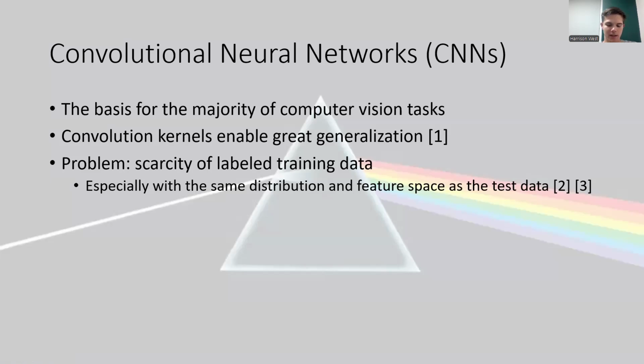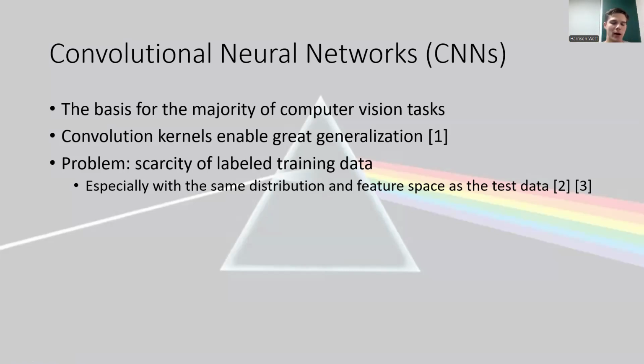They're the basis for the majority of computer vision tasks, and they enable great generalization due to the convolution kernels that can slide over the image and make these 2D feature mappings and then zoom in, right, capture all the features of the image.